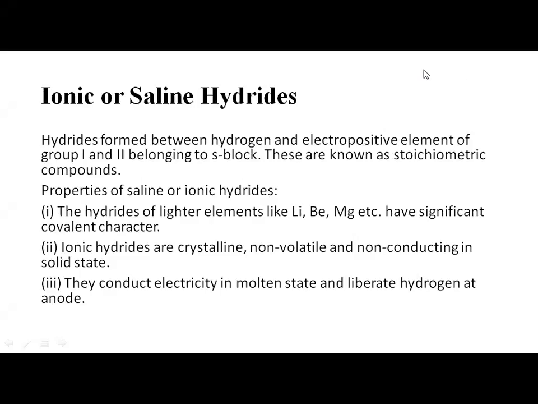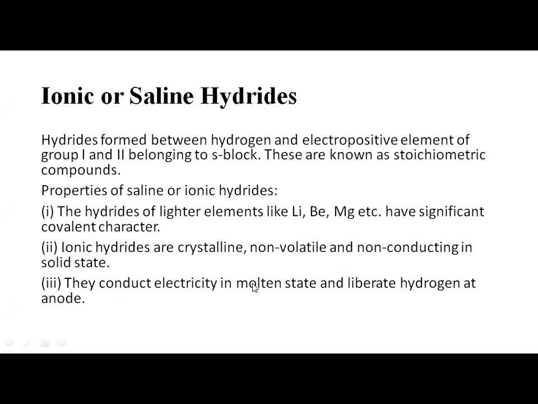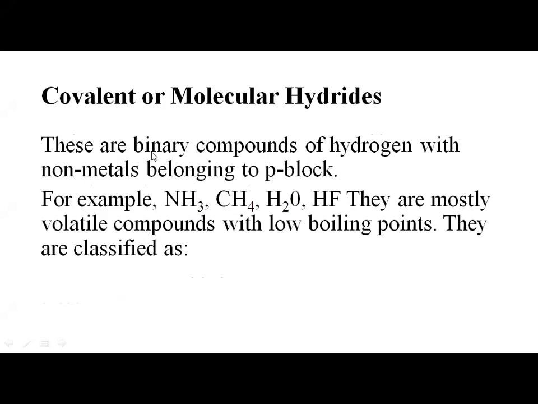So in the previous class, we have discussed hydrides. What are hydrides? In simple terms, they are said to be an ion of hydrogen. We have seen the types of hydrides. There are three types of hydrides. First one is ionic or saline hydrides, salt-like hydrides. We have also seen the properties of saline or ionic hydrides.